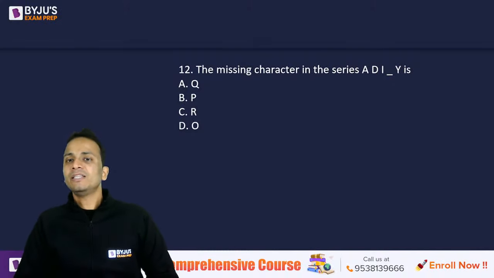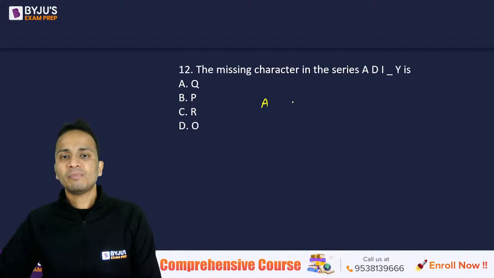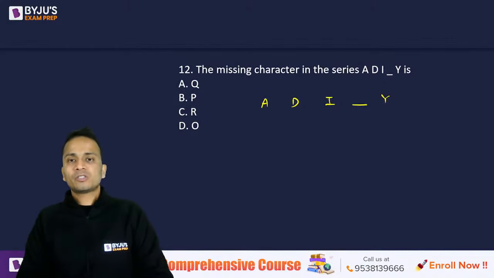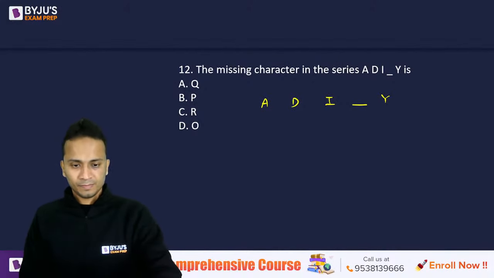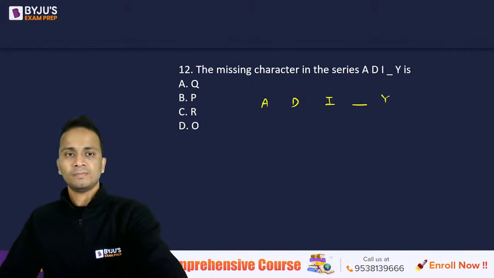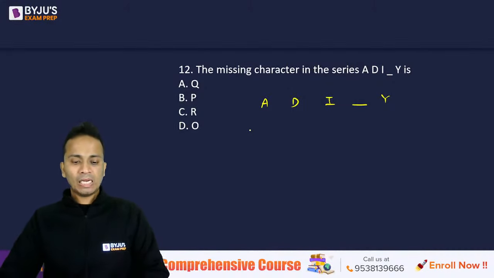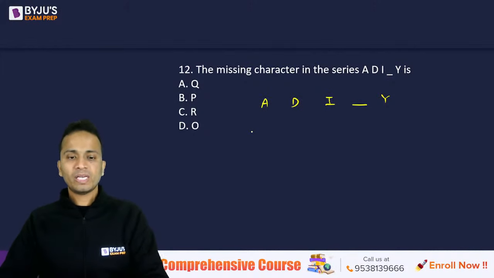Find the missing character in the series of alphabets. So A, D, I, dash, Y. In the series of alphabets, you have to find out the missing character, missing alphabet. So which of the four options will fill this blank? Simple sa question here. Quickly give me an answer.